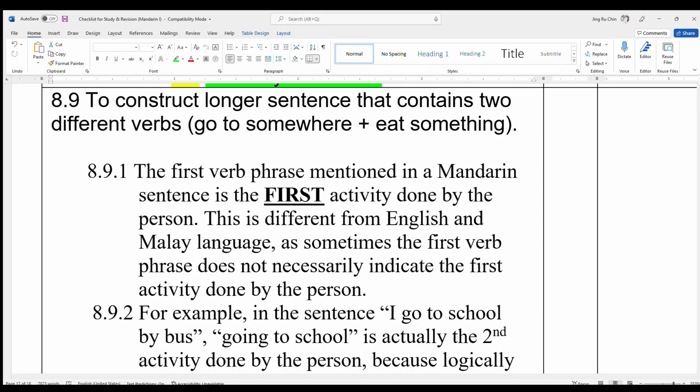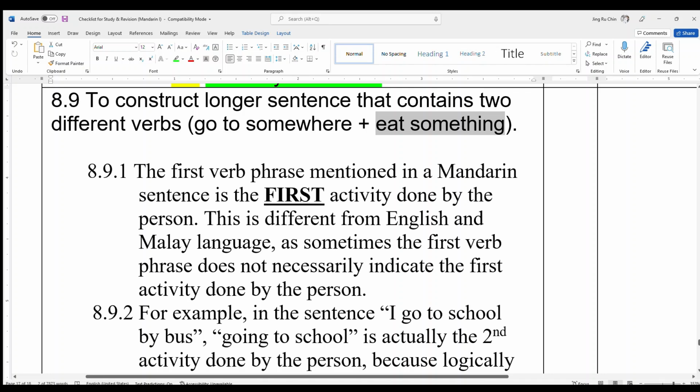Our objective here is to help guide you to construct a longer sentence that contains two different verbs. What are the two different verbs here? Basically, you go to somewhere and you eat something. Both of these verbs we have already learned in different lessons. Go to somewhere, I believe we already learned in lesson 7: go to KL, go to library, go to class. Eat something is what we learned recently in lesson 8: eat nasi lemak, eat nasi goreng, all of that.